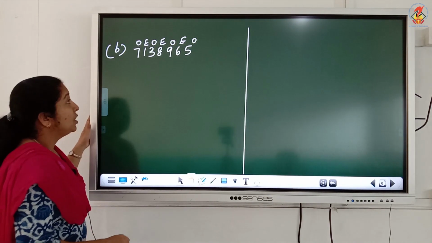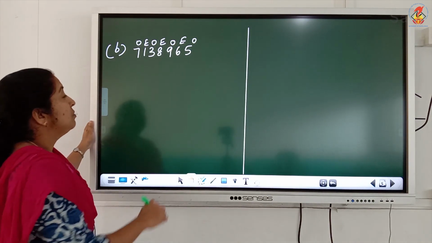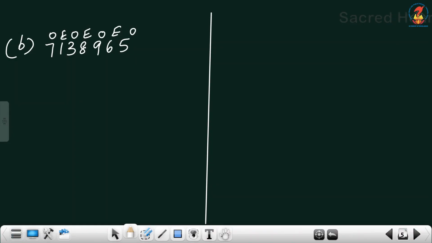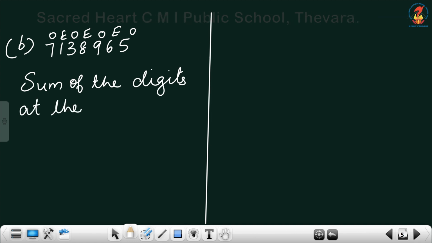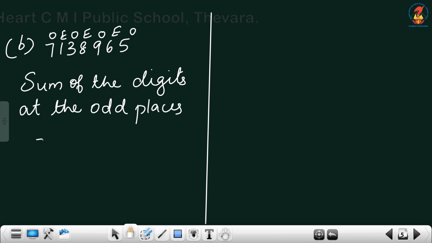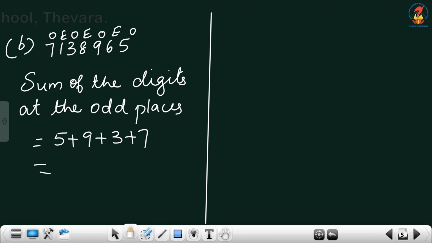Next question. Already it's divided: odd, even, odd, even, odd, even, odd. So, the sum of the digits at the odd places is equal to 5 plus 9 plus 3 plus 7. So, it is 24.